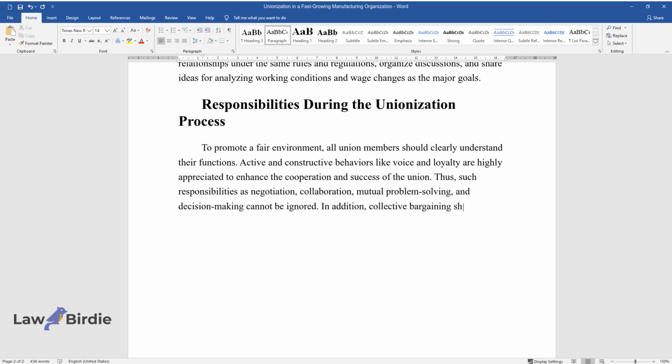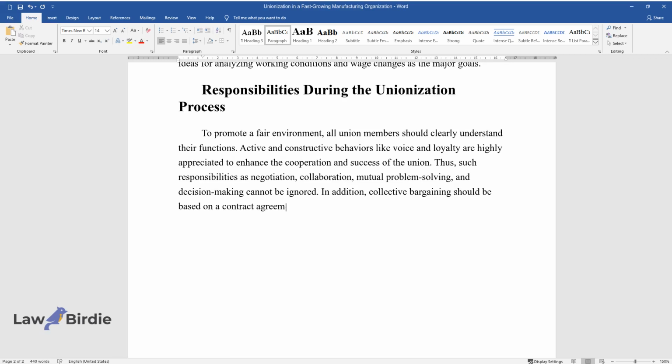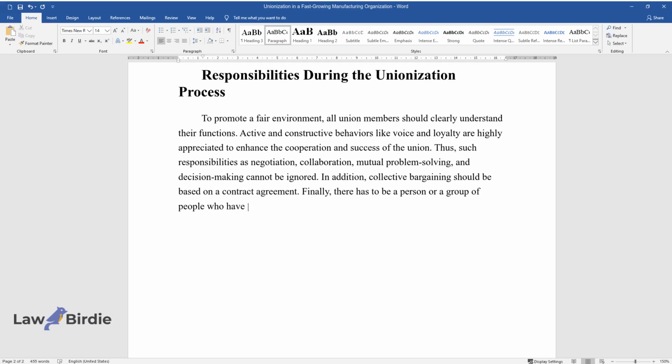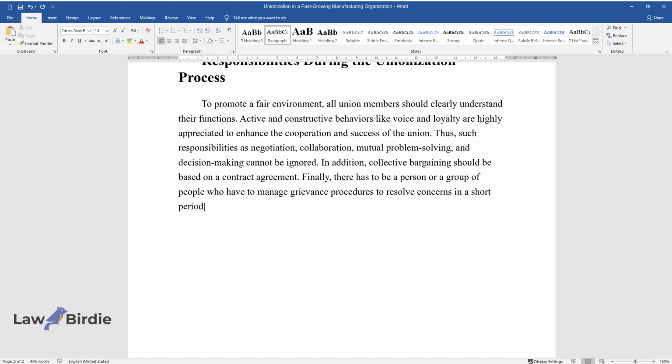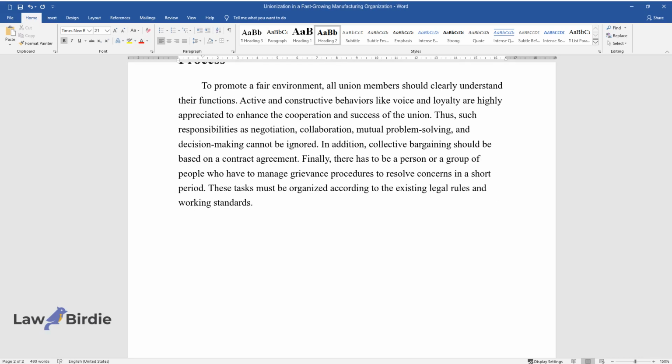In addition, collective bargaining should be based on a contract agreement. Finally, there has to be a person or a group of people who have to manage grievance procedures to resolve concerns in a short period. These tasks must be organized according to the existing legal rules and working standards.